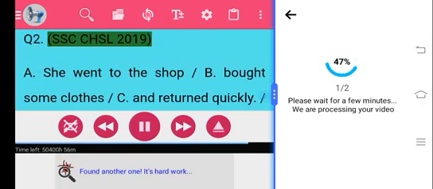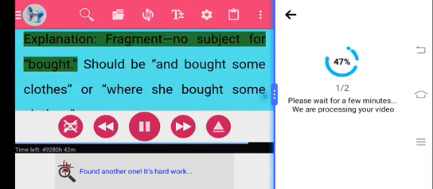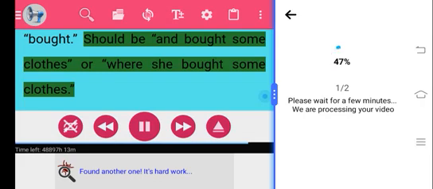Q2. SSC CHSL 2019. A: She went to the shop. B: bought some clothes. C: and returned quickly. D: no error. Answer: B, bought some clothes. Explanation. Fragment. No subject for "bought." Should be "and bought some clothes" or "where she bought some clothes."